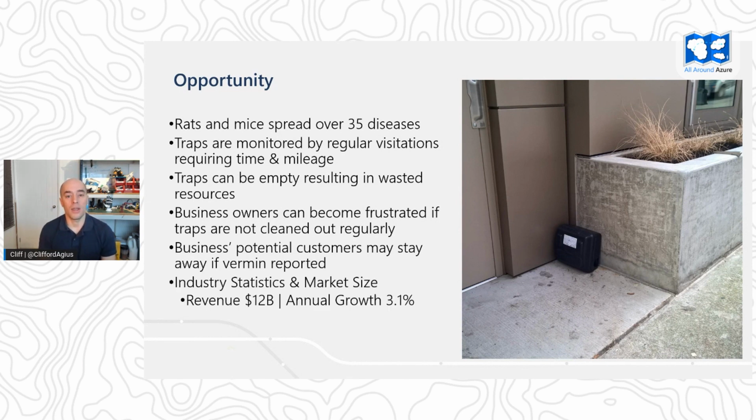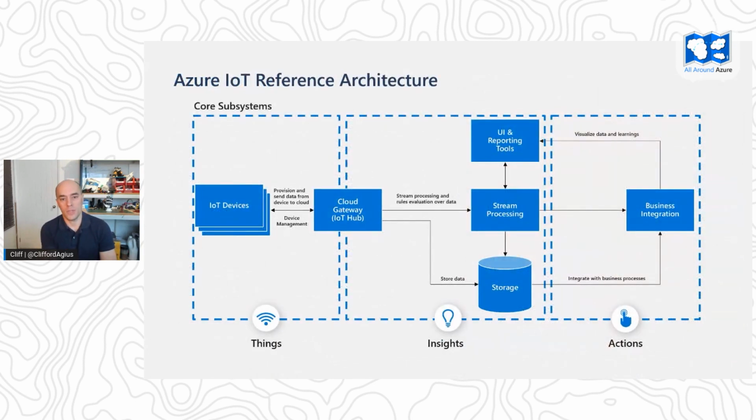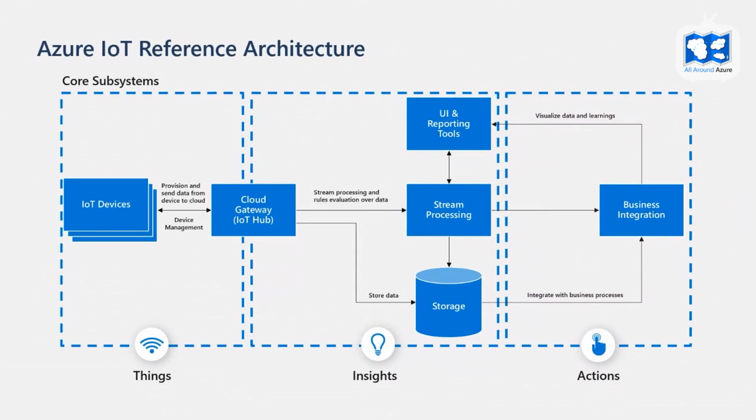Then they looked at the industry. It's obviously quite a big industry. You know, 12 billion, it's got an annual growth of 3%. So as an industry, it's growing quite quickly. So how can we, if we were the pretend rodent capture company, how can we take on this challenge and make it better? Well, like I said, let's go back to our reference architecture. Let's look at the things. Let's look at the insights and actions. So the things, we can have a smart mousetrap to track our rodents, but we need to roll it out across a building and then across many buildings in the city.